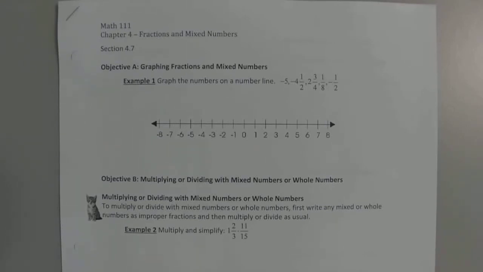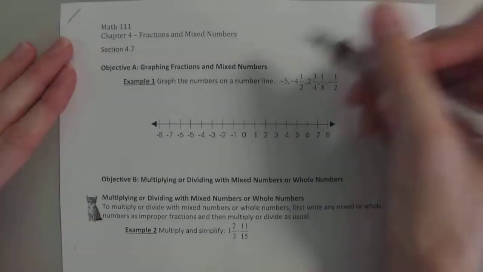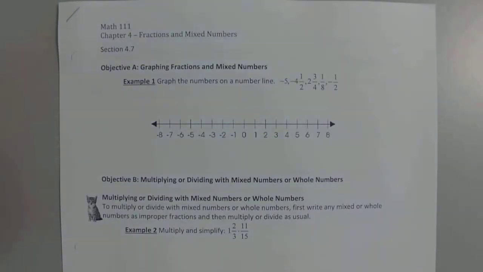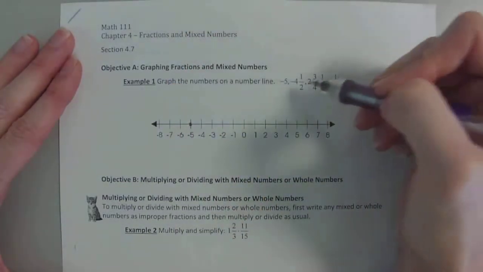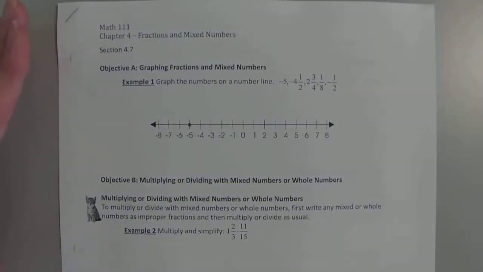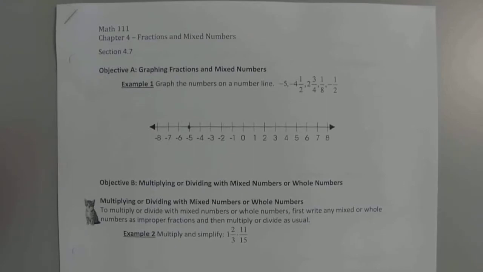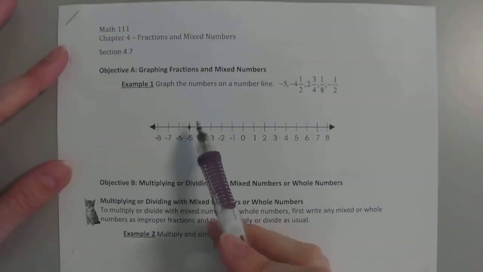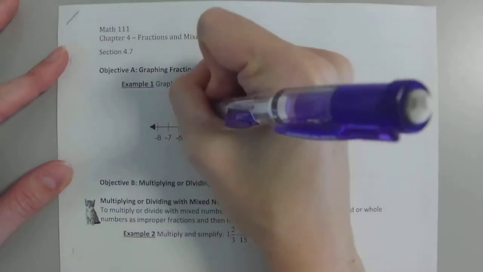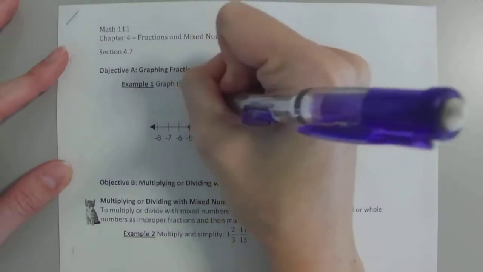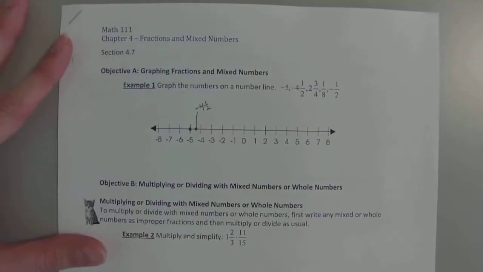So a mixed number, remember, has a whole part and a fractional part, so it makes it a little bit more or a little bit less depending on which direction we're going. So where's -5 going to go? Well, that's pretty obvious. It's going to go right at -5, right? But where will -4.5 go? In the middle of -4 and -5, right? So -4 is here, but we're a little bit more. We're at a half, right? So -4.5 is right there between -4 and -5.